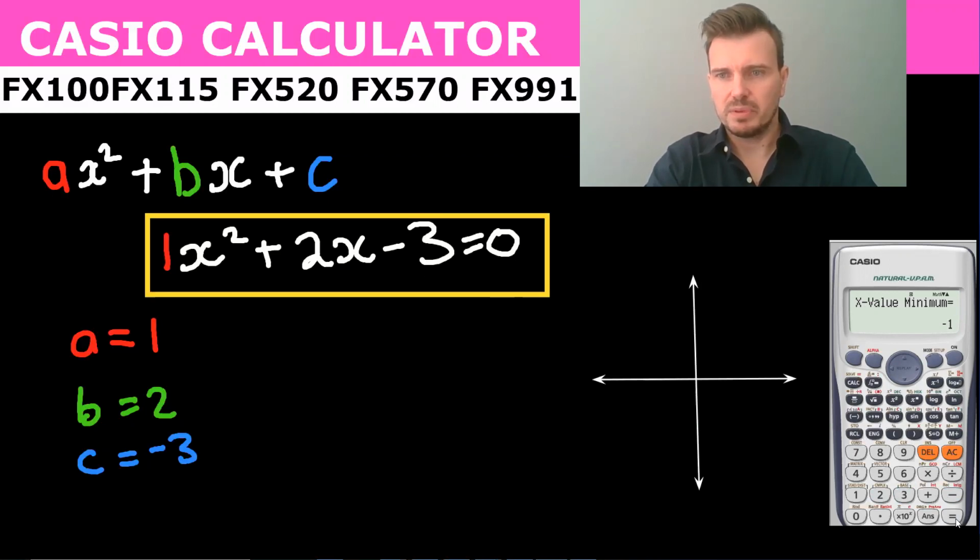My x value minimum, negative 1. And my y value minimum, negative 4. So if I want to check through them, I can just keep saying equals, and I see my x1 is 1, x2 minus 3, and so forth. So I can write down those values.